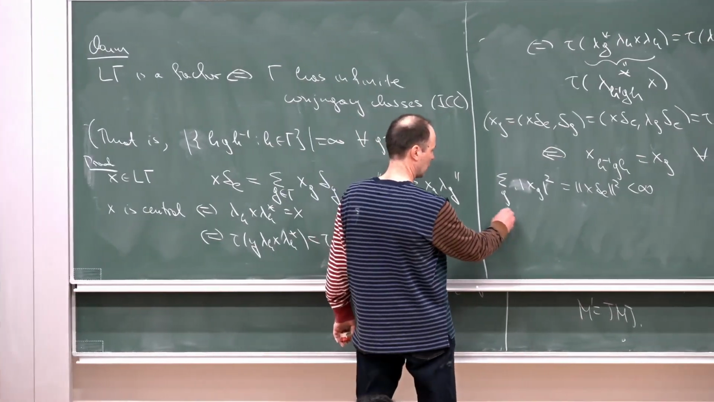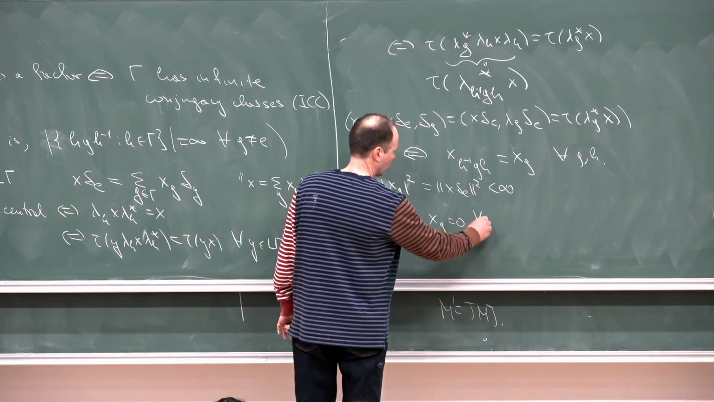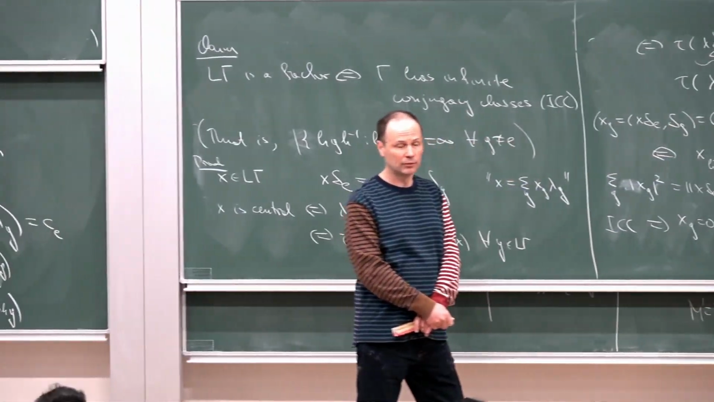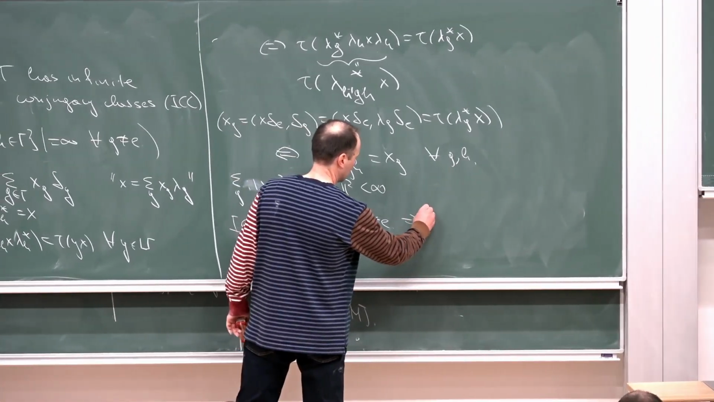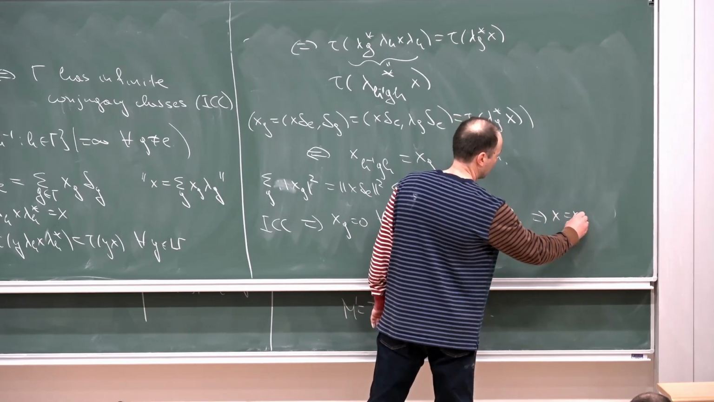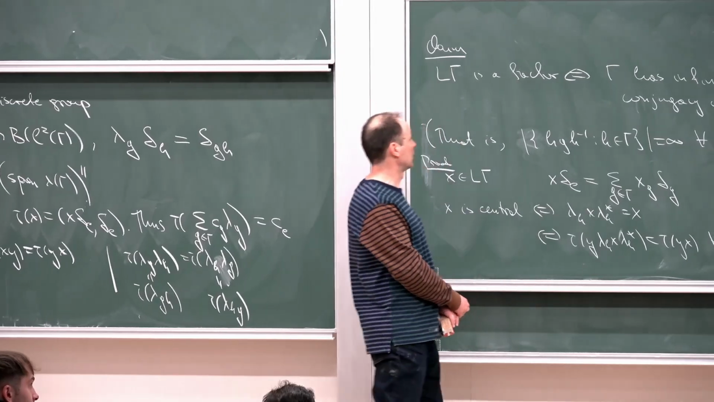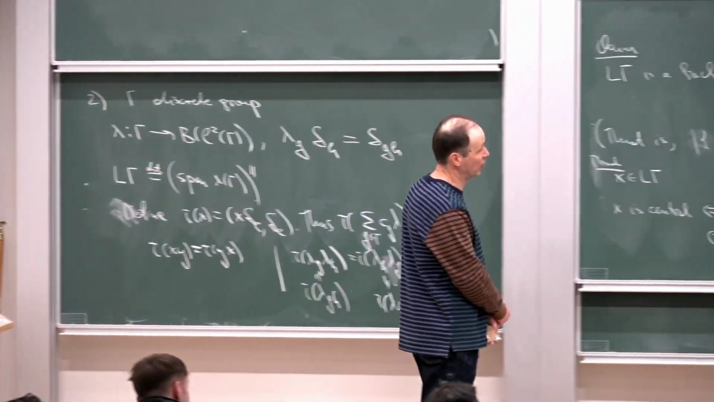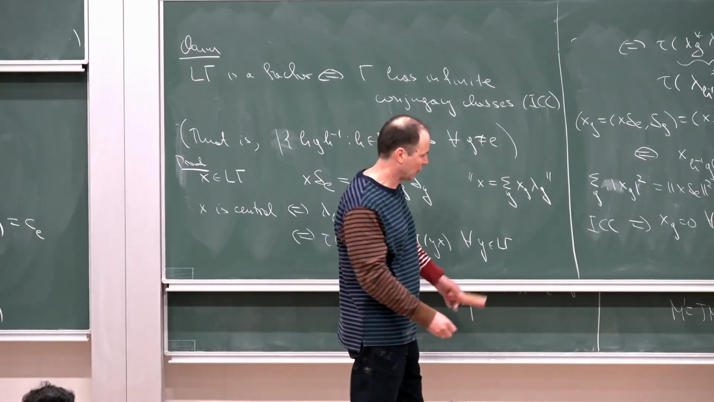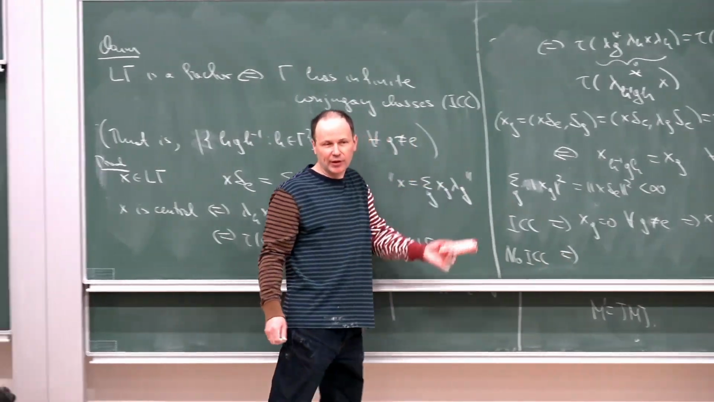So therefore, if you have ICC, then this implies that all these xj's are equal to 0 for every g not different from E. So this implies that actually x δE is x(E) δE. This implies that x is actually scalar. So therefore, infinite conjugacy classes implies that this is a factor, and conversely, if you have no ICC, you can explicitly construct a central element.